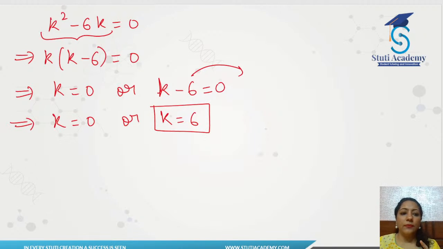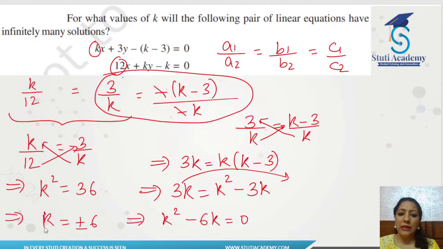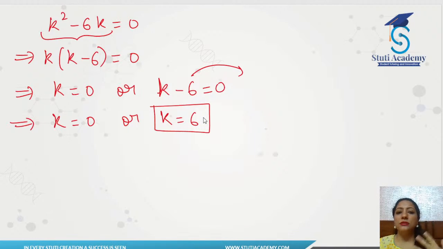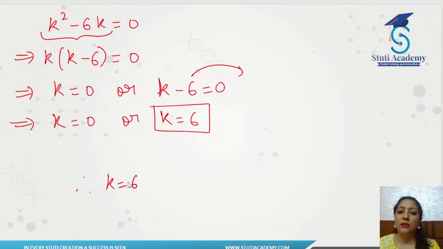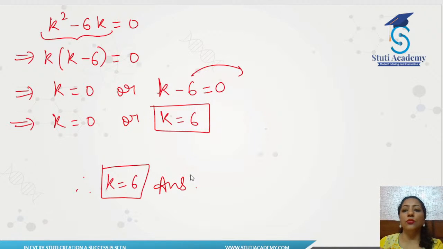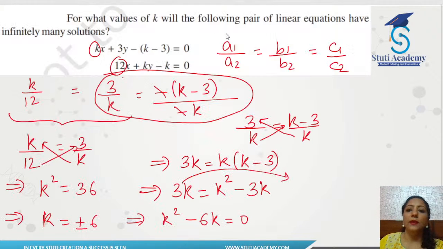Now please notice, from this one we are getting k as positive or negative 6, and here we are getting k is equal to 6. So k equal to 6 is the common value which is satisfying these two ratios and these two ratios. So finally we can conclude that k is equal to 6 is the required value of k. That means this is going to make the set of given equations consistent, and in that case they are going to have infinite solutions, because we had used this condition a1 upon a2 equal to b1 upon b2 equal to c1 upon c2. So that's the case of infinitely many solutions. I hope students you've all understood this.